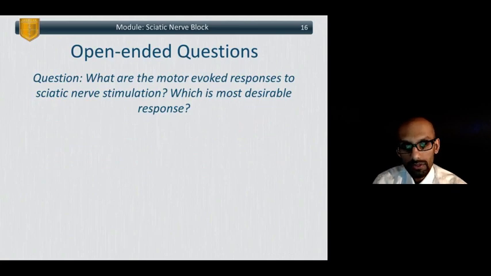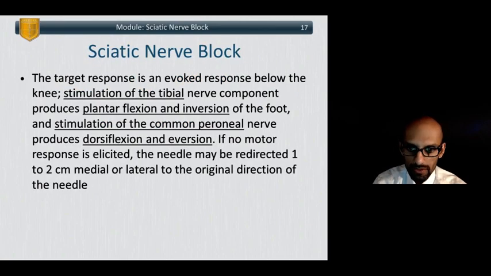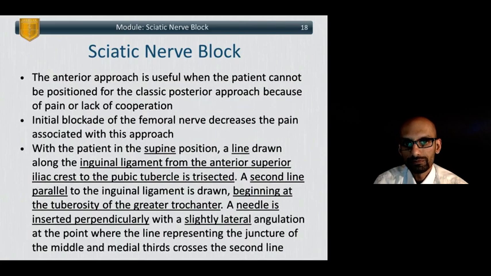So those were the evoked responses to sciatic nerve stimulation. And as I said, the most desirable response is inversion. Plantar flexion is the second best. But if you stimulate the common peroneal nerve, you're going to get dorsiflexion and eversion. It's really not an acceptable response. You're going to have to redirect your needle more medially, okay, to capture the tibial nerve branches.